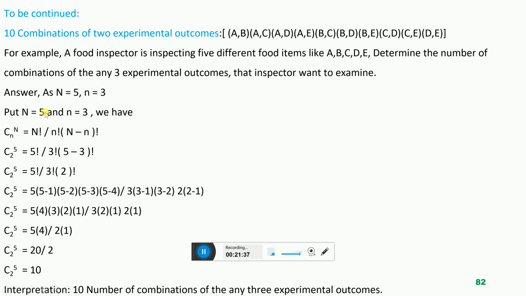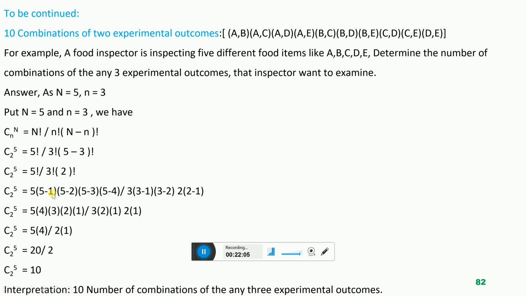We will just substitute the values of capital N and small n in this formula. So 5 factorial divided by 3 factorial times (5 minus 3) whole factorial. C(5,2) is equal to 5 factorial over 3 factorial times 5 minus 3, which is 2 factorial.